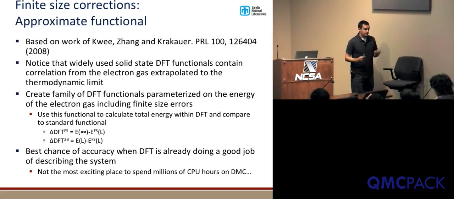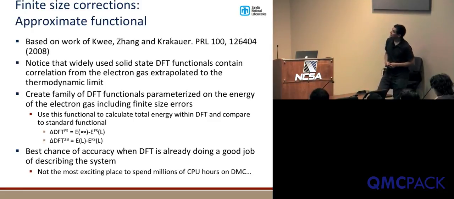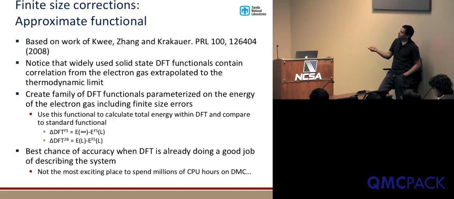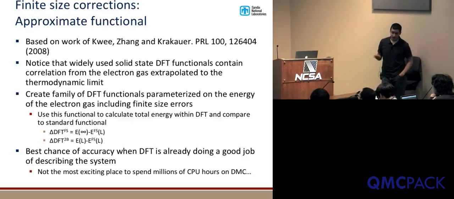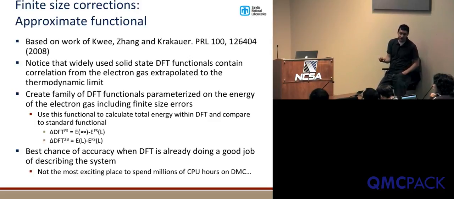So first, this approximate density functional that I mentioned. So in 2008, there was a paper by Cui, Zhang, and Krakauer, and they noticed what I just said. Most of these density functionals that we're using in solid-state calculations are based on the exchange and correlation from the electron gas extrapolated to the thermodynamic limit. Well, that's a choice, right? But what if we want to know what those finite size errors were? We can actually either mine existing calculations or do some more calculations on the electron gas at finite numbers of particles, explicitly including this two-body finite size effect.